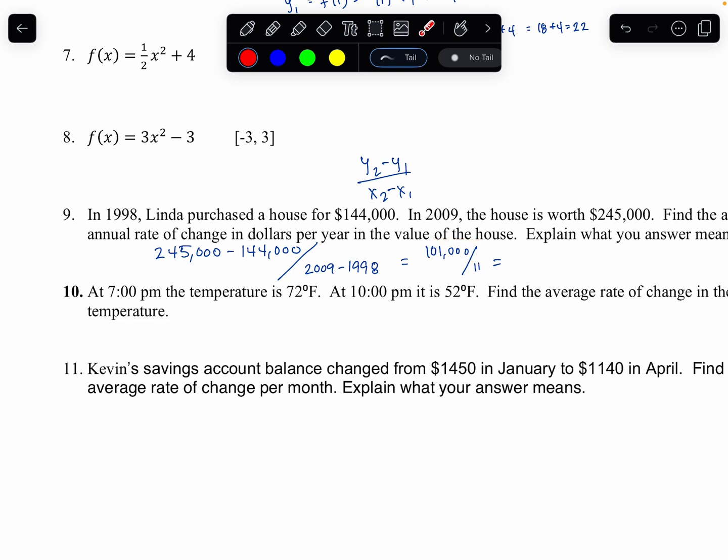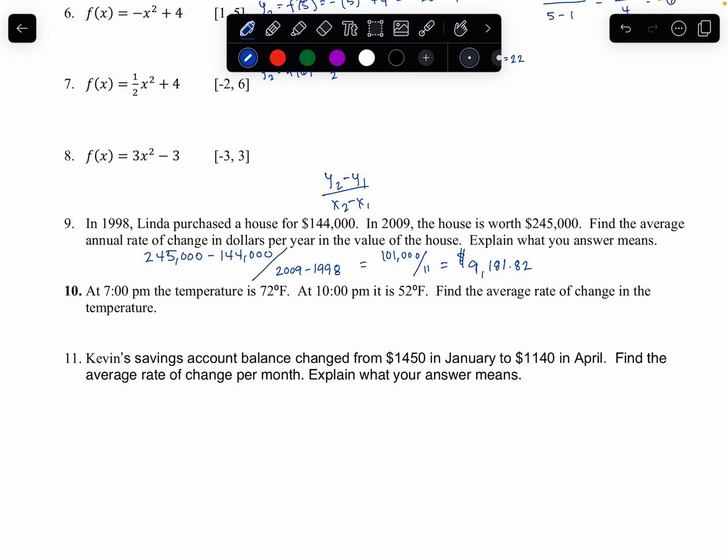And so again, what we're just saying is that that's the increase. This right here is how much the value of the house increased from here to here over that much time. So how many per year did that happen, if that makes sense? So just divide that by 11. So I got each year the price went up about $9,181.82. There you go. And you'll do the same for these problems right here.